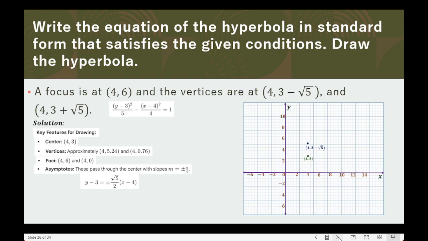So these are the vertices. Okay, so as you can see from the graph, the 3 plus square root of 5 is equivalent to 5.24, and the 3 minus square root of 5 is 0.76. Okay? Then, the focus is at 4, 6, and the other end is at 4, 0.